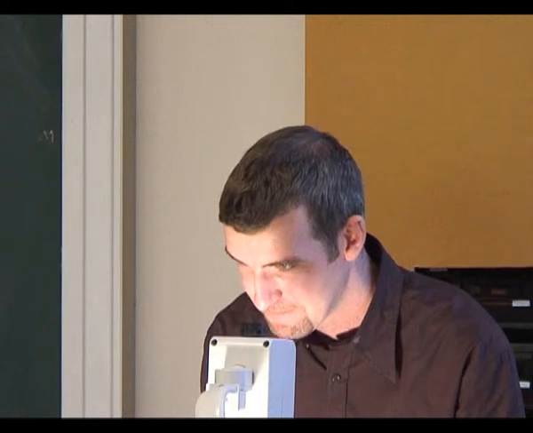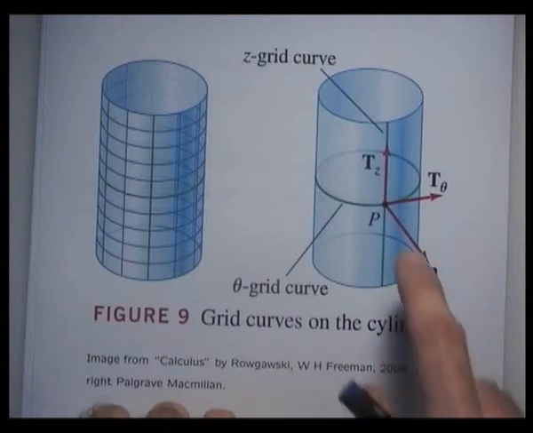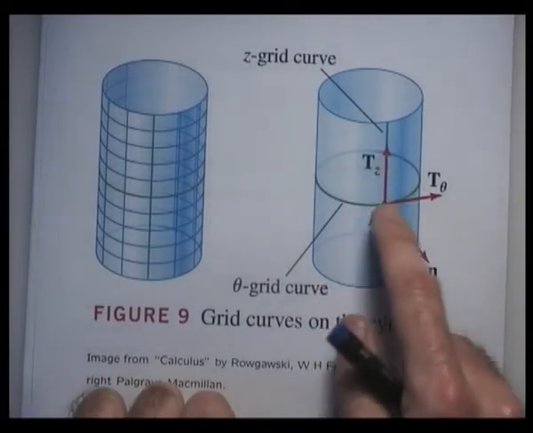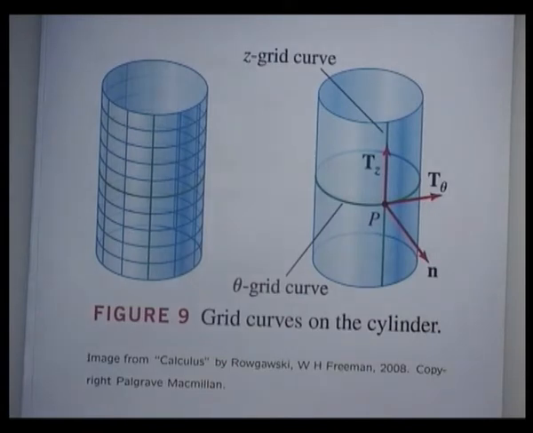All right, so here's an example. Here's some grid curves drawn in. And here we've got some tangent vectors, and you can produce a normal vector to the surface. Okay, so let's do an example.